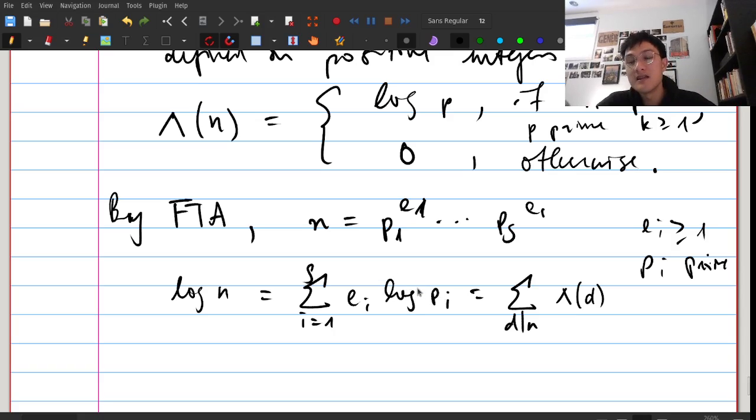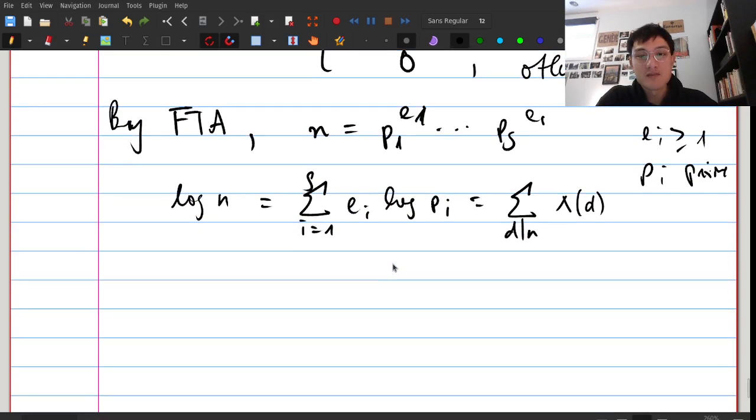If you run over a d that isn't a prime power, you get nothing, but that doesn't matter because there are no non-prime powers in this expression. Every time there's a prime power, you get a log p_i, which is lambda of d, and that happens e_i times, however many times that prime actually fits into n. It might take a little bit of digesting, but it's not super hard. Now let's do the lemma.